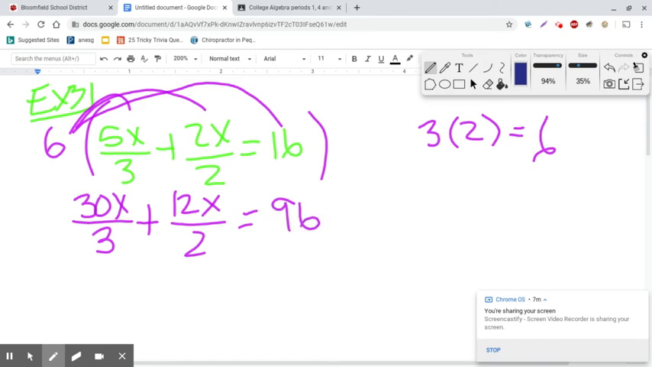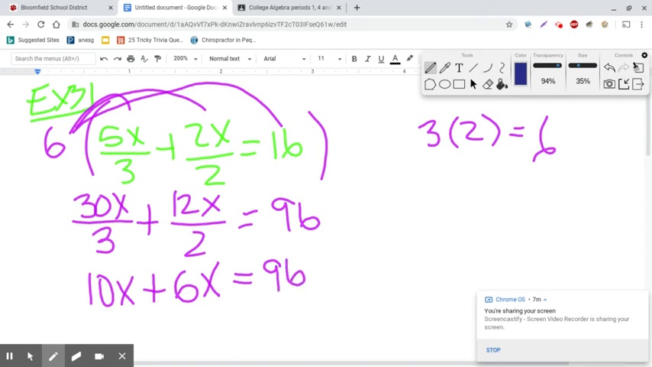Second step, we're just going to divide out. 30x divided by 3 gives us 10x. Right? 30 divided by 3 is 10. Bring down your x. Plus 12 divided by 2 is 6. Bring down your x. 96 you can't simplify, so we're just going to bring down 96.